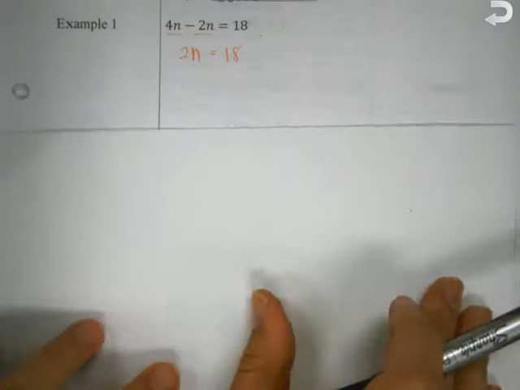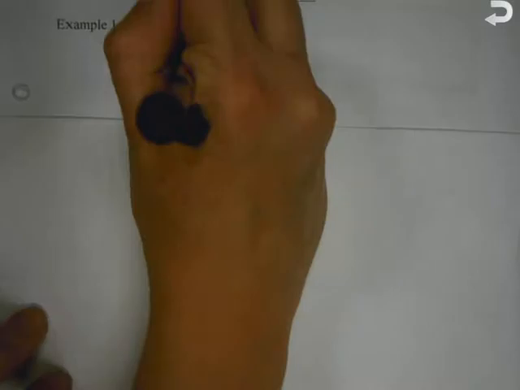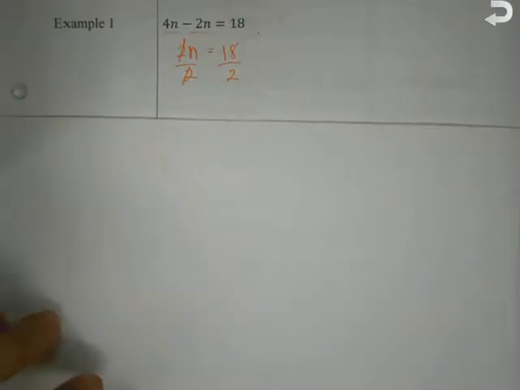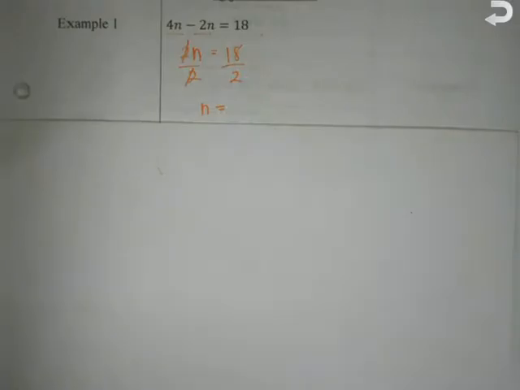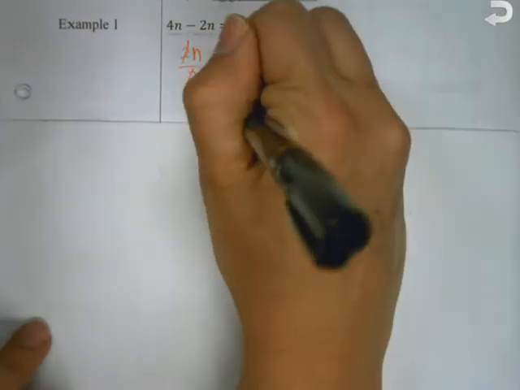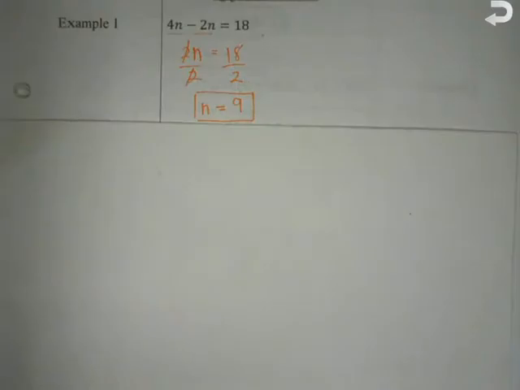What am I going to do? Divide by 2. So 2 divided by 2 gives me 1. So we are left with 1n equals 18 divided by 2? 9. I heard someone say 6. Okay. Not too bad, right? Okay, really this was only 2 steps, but we're getting used to the combining like terms and stuff. Okay? Example 2.